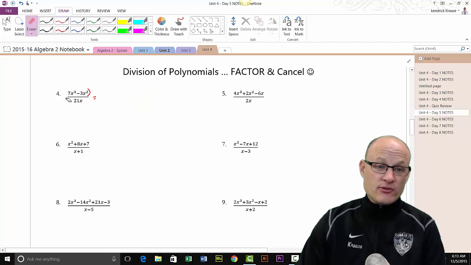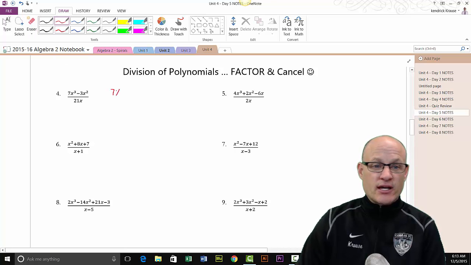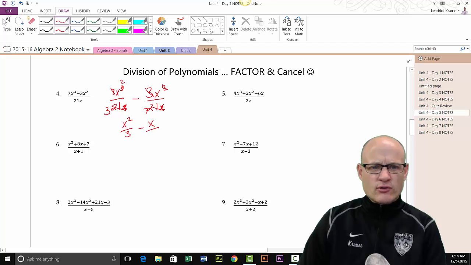Another way I can do this problem is just to rewrite each one of these over 21x. I could do 7x cubed over 21x minus 3x squared over 21x. And then I would get, okay, 7 goes into 21 3 times. One of these x's cancels with this, so this is x squared over 3, minus 3 goes into 21 7 times. This x cancels with these, and I get x over 7. Either way, that's not very exciting.